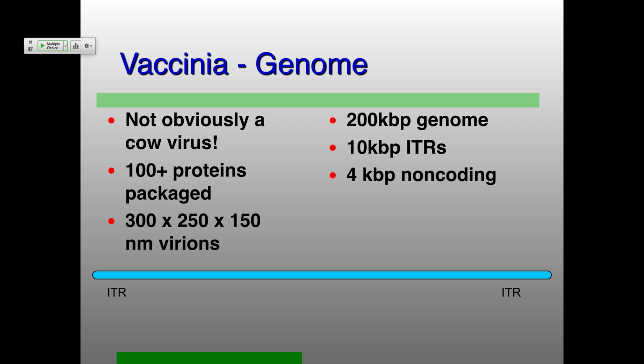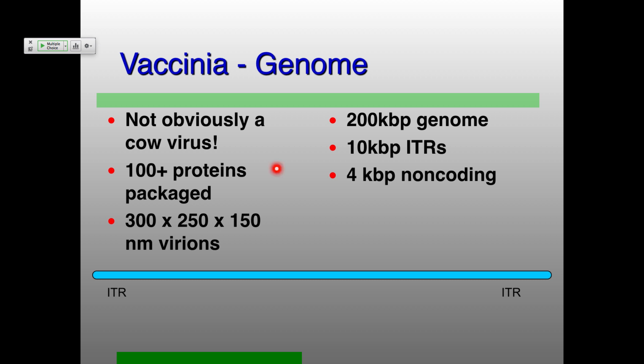100 plus proteins are encoded in the genome. Many of them are present in the virion as well. And we'll look at some of the specific proteins, particularly those involved in replication and transcription a little bit later on. But the virion is just loaded with proteins. And again, that's partly why it's not so much of a biodefense risk.